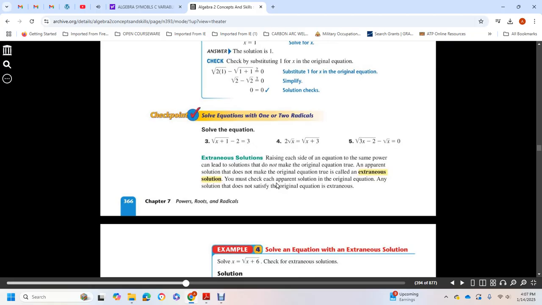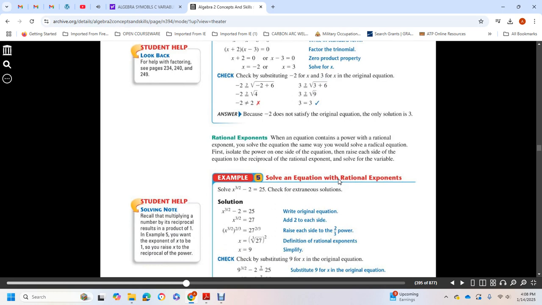Extraneous solutions. Raising each side of an equation to the same power can lead to solutions that do not make the original equation true. An apparent solution that does not make the original equation true is called an extraneous solution. You must check apparent solutions in the original equation. Any solution that does not satisfy the original equation is extraneous.